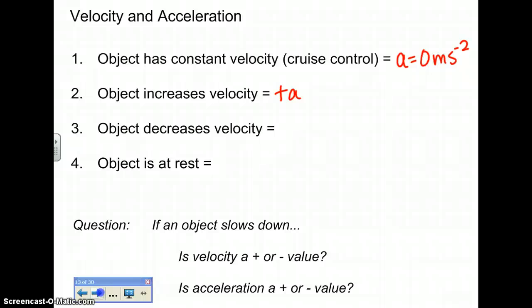But if you are decreasing your velocity in the negative direction, then you have a positive acceleration. So two negatives would give a positive. There's a slide that you're going to see here in a second that will help this make more sense. Okay, if an object is at rest, then obviously you have no acceleration, therefore 0 meters per second squared.